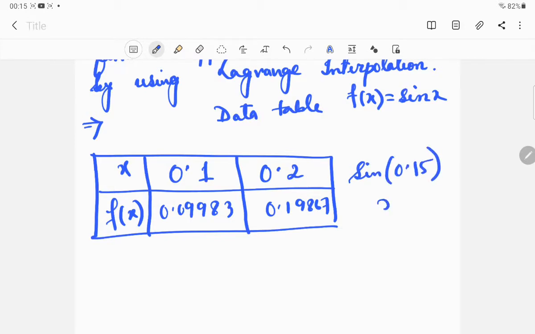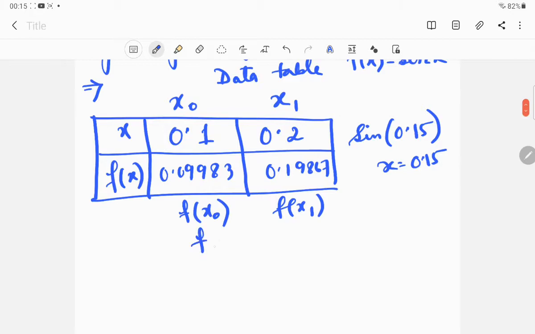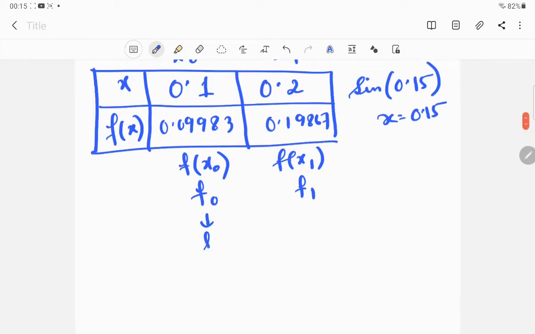You have been asked to find the value of sine 0.15. That means the value of x they are asking is 0.15. So this is your x0, this is your x1, this is your f(x0), this is your f(x1). We will simply write these as f0 and f1. So from here you need to find L0 and L1.